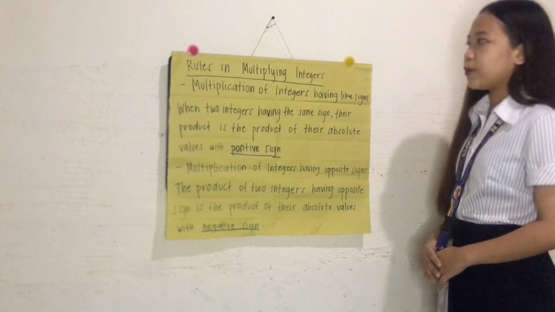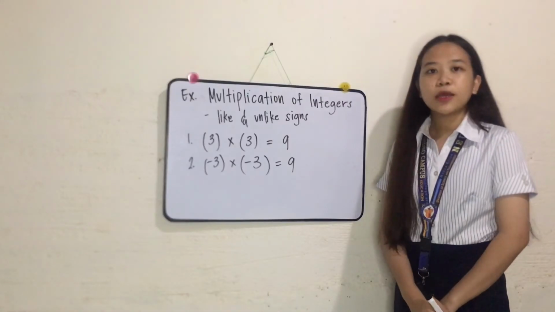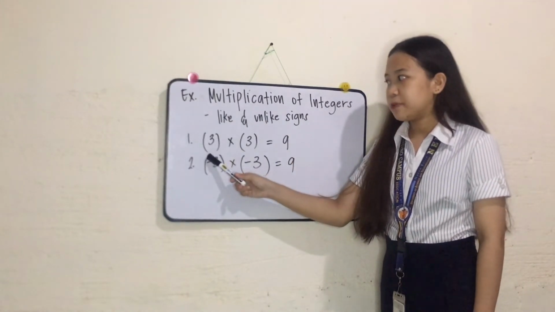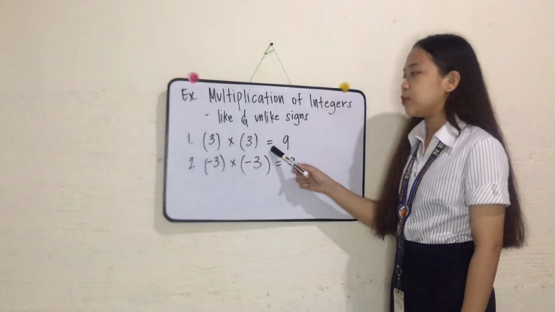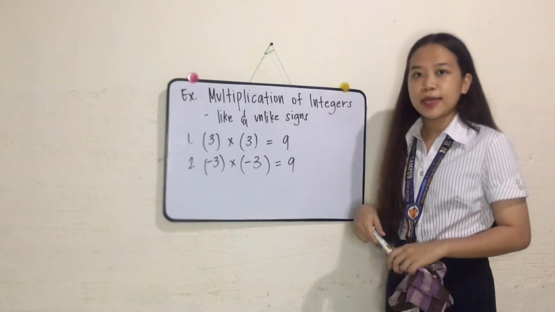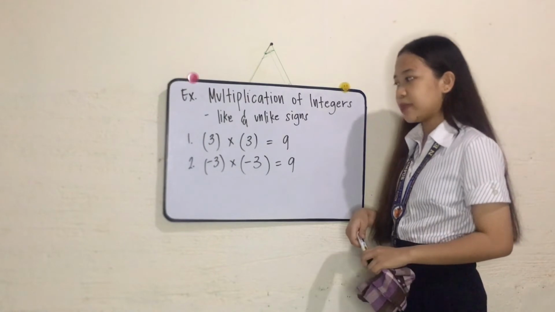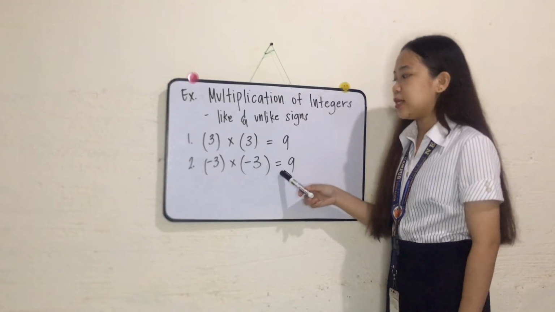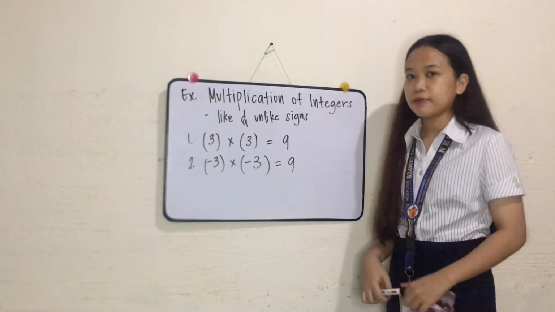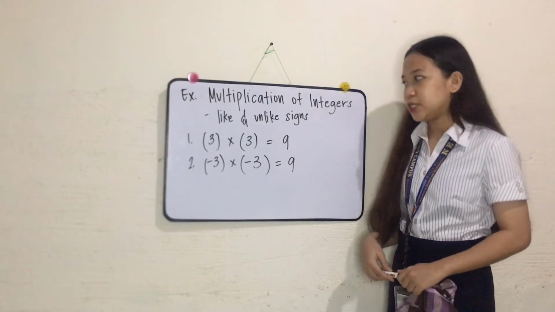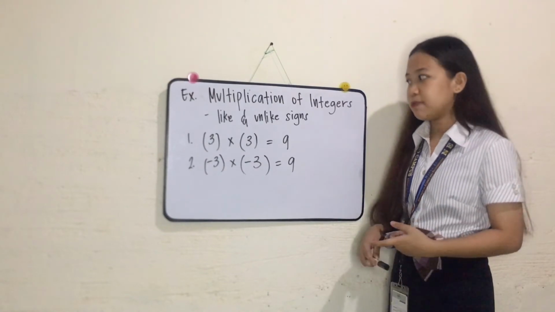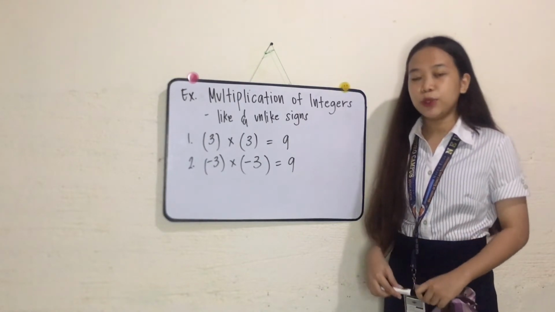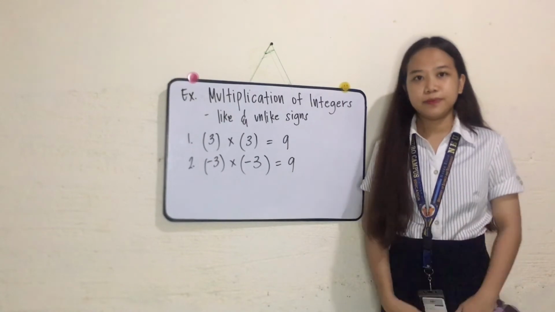Now, let's move forward to the examples. First, we have an example of like signs, which is positive 3 times positive 3 is equal to positive 9. Next, for example number 2, we have the same negative sign, which is negative 3 times negative 3 is equal to positive 9. Remember, when multiplying integers having the same sign, which is positive times positive, negative times negative, the product of their absolute values will always be positive.